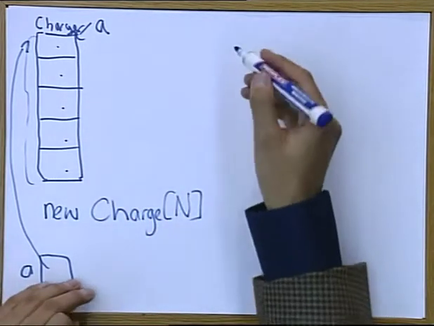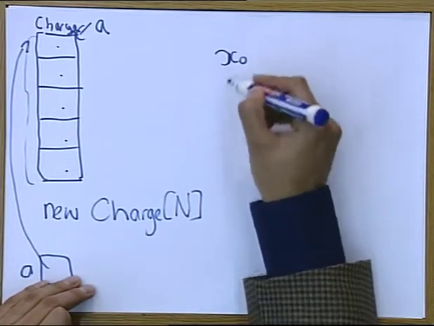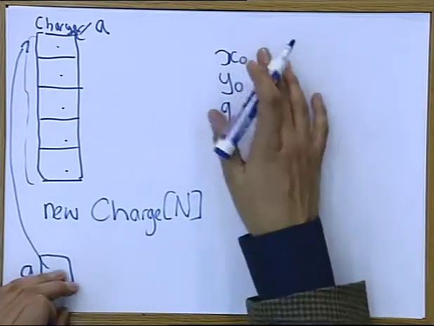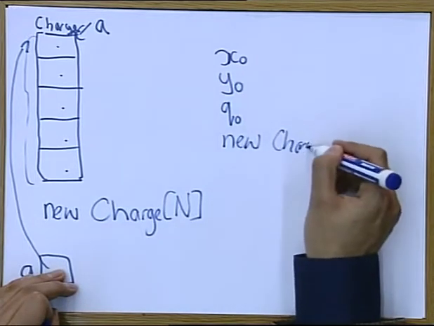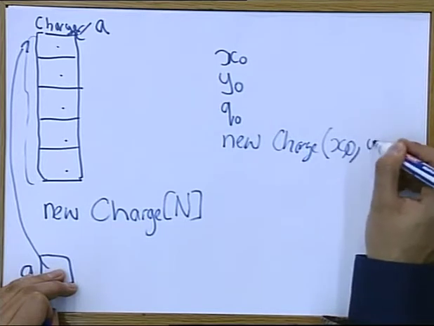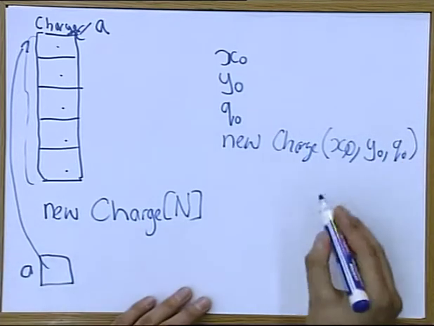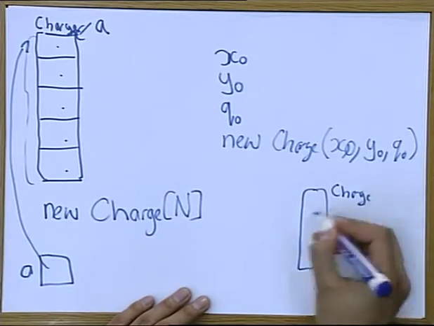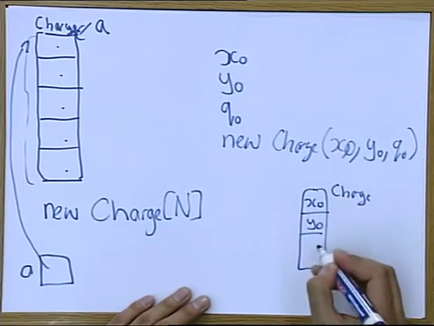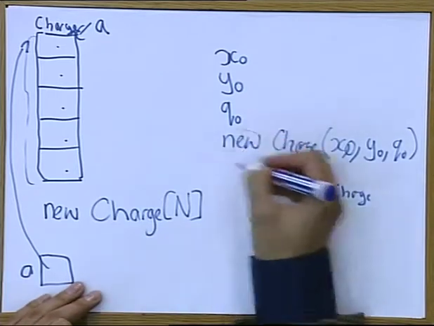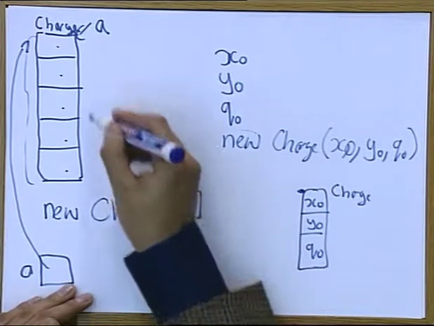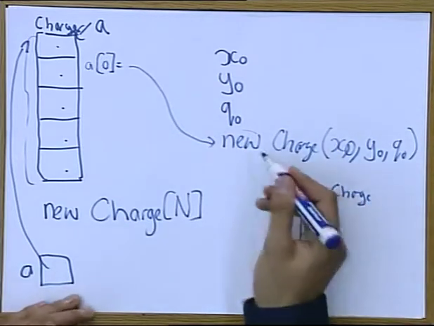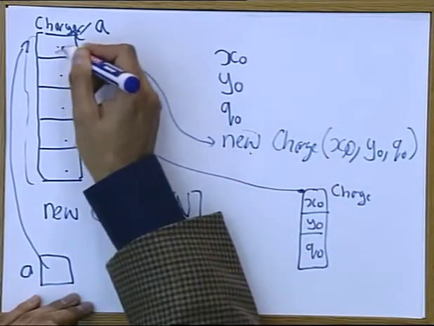So when I read in a line such as an x0, a y0, and a q0, then I have to store it, and I make a new charge with x0, y0, q0. Basically somewhere else in memory I will store a charge object. So assume it's stored like x0, y0, and q0 in memory, and this new will give me a reference to this. When I say a0 for example equals this thing, then the result is that this new operation will return the reference to this place, and it will be written over there.